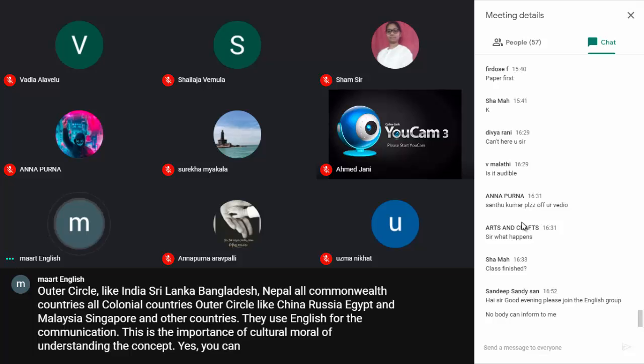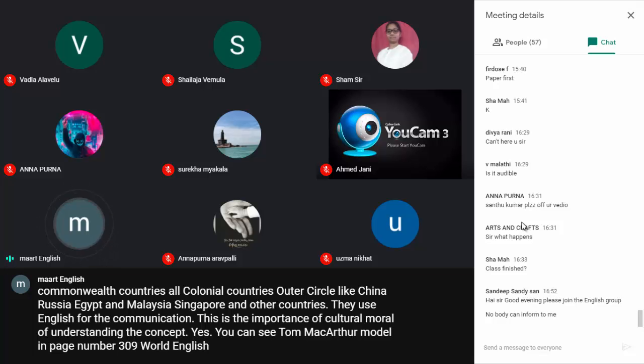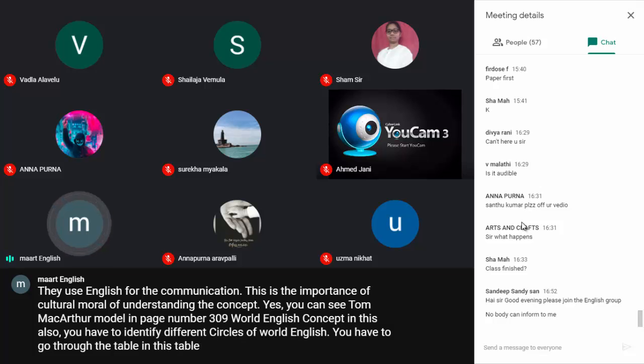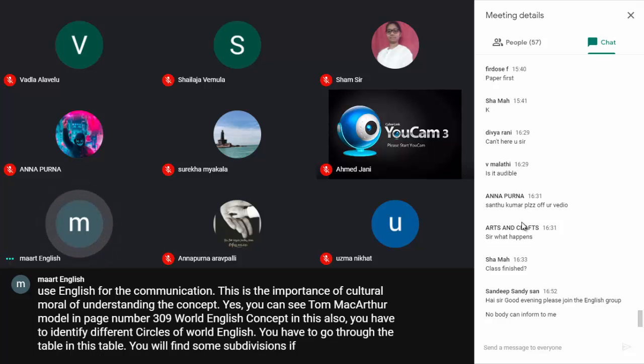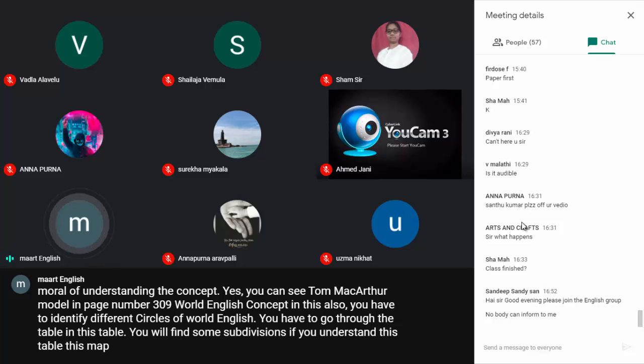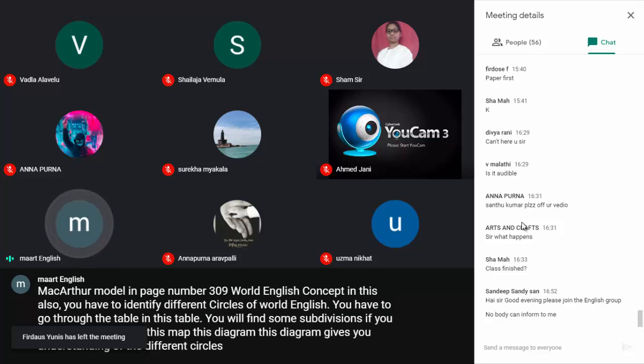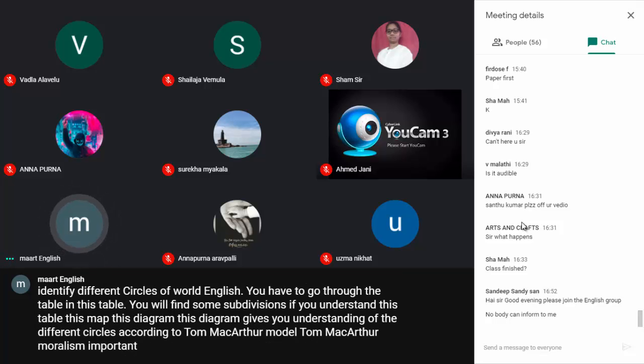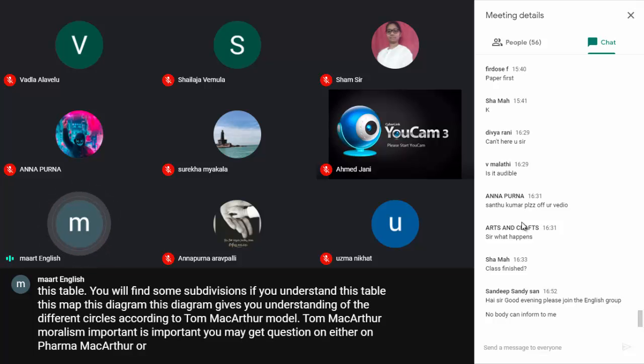You can see the Tom McArthur model on page number 309, the World English concept. In this also, you have to identify different circles of World English. You have to go through the table, where you will find some subdivisions. If you understand this table, this map, this diagram, it gives you an understanding of the different circles according to the Tom McArthur model. Tom McArthur's model is important, and Kachru's model is important. You may get a question on either one. Hope you understand the concept.